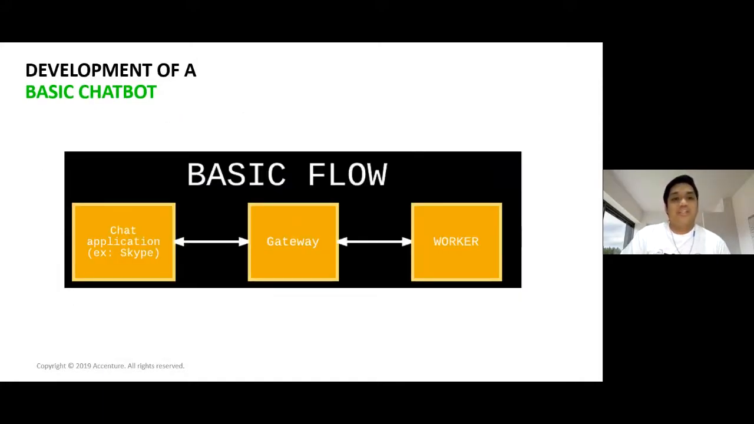Okay, so this is the basic flow of the program. Users input their queries in the bot through a channel. Again, it can be a messaging app or some similar application. Then the message goes to the gateway, where it is validated and processed. It goes finally to the worker, where it gets the information that it needs. From the worker, it goes back to the gateway and then back to the user.